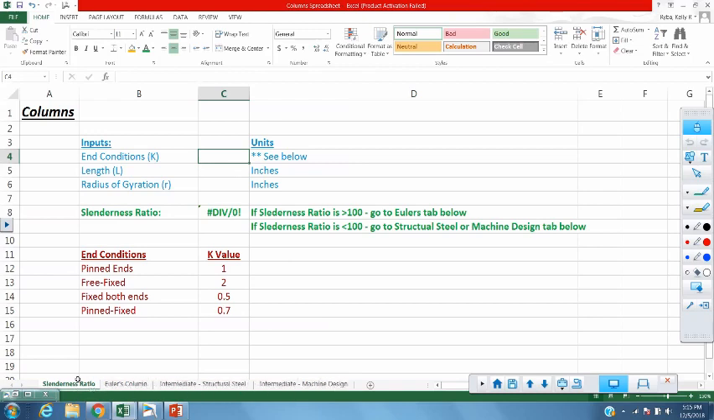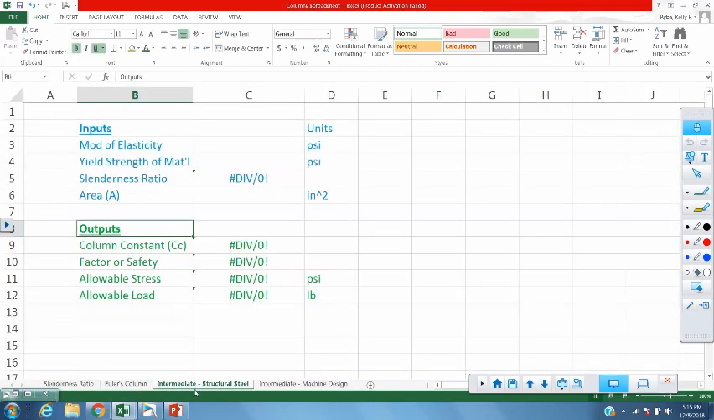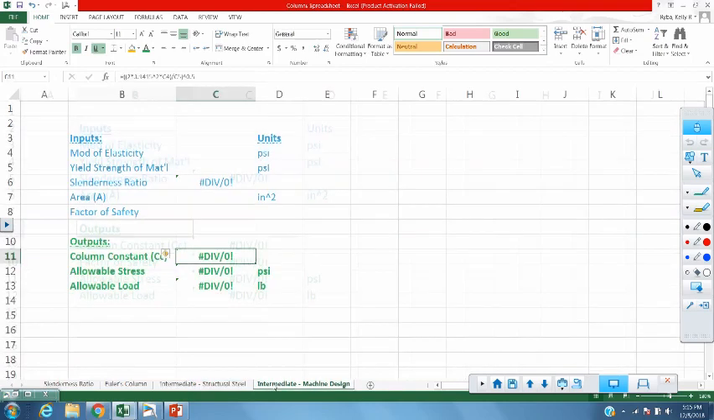As we look at the bottom, you'll notice that there's a number of tabs. The first tab that's open here is the first sheet that opens up, and you'll notice that I named it slenderness ratio. The next one is Euler's column. The next one is intermediate structural steel. And then the last one is intermediate machine design.